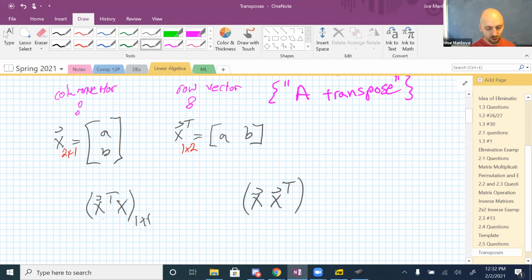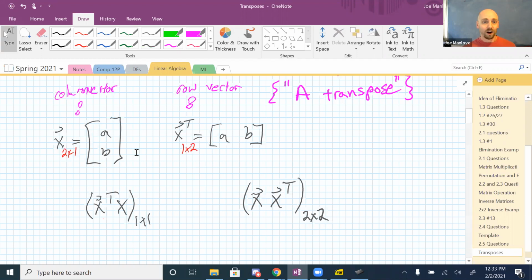So this thing is going to give me a 1 by 1 result, and this is going to give me a 2 by 2 result. Notice these are always going to be square. Even though the matrices I started with weren't necessarily square, this thing's always square, which is a property I'm going to rely on going forward here a little bit. You guys good with that so far?